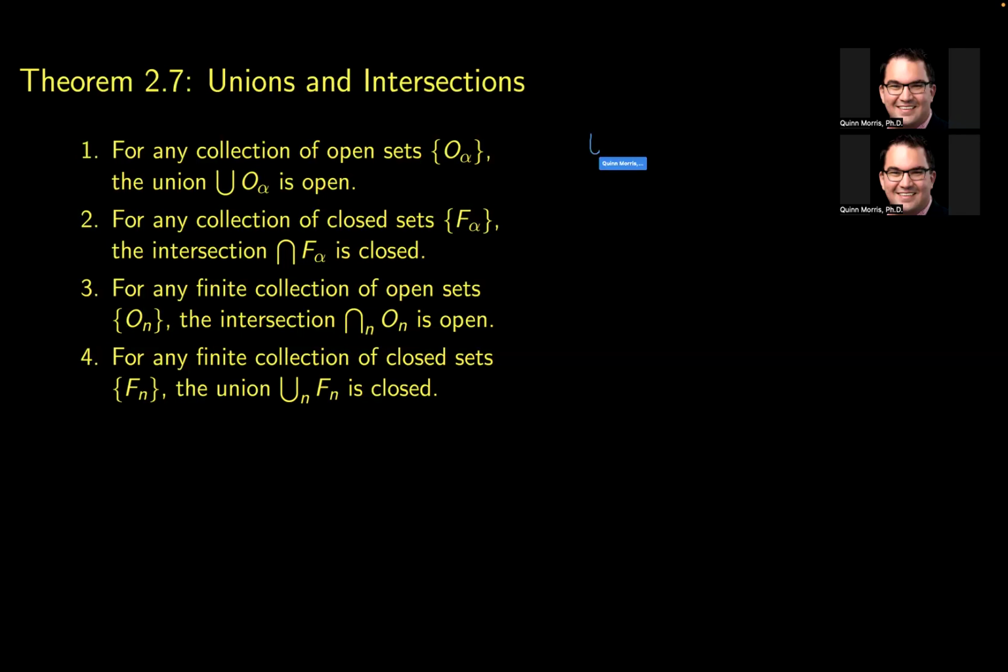So I'm going to let X be something in the union of all of these O sub alphas. Okay. Now, what do I want to do? If I want to show this set is open, I take something in that set, an arbitrary thing in that set, and I show that it's an interior point. Now, since X is in the union, it's in at least one of these O sub alphas, right? I don't know which one, but it's in one of them since it's in the union of all of them.